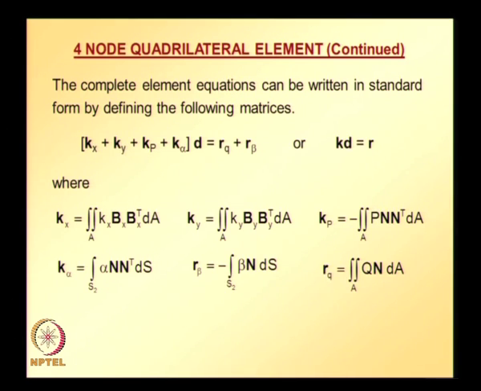And if you see each of these components kx, ky, kp, k alpha, r beta and rq, some of these are area integrals and some of these are boundary integrals. So, let us discuss in today's class how to evaluate each of these integrals. First let us look at area integrals, evaluation of area integrals, and later let us look at evaluation of boundary integrals for a given 4 node quadrilateral element.